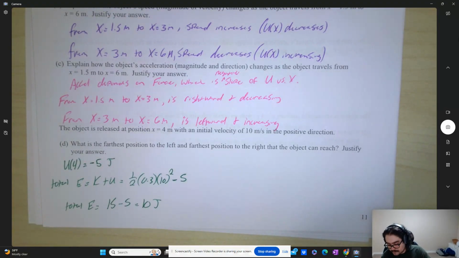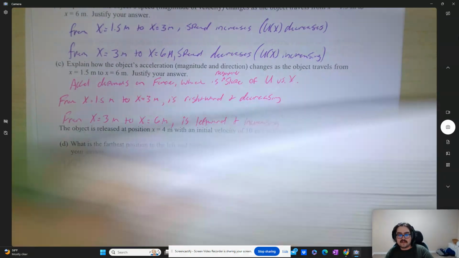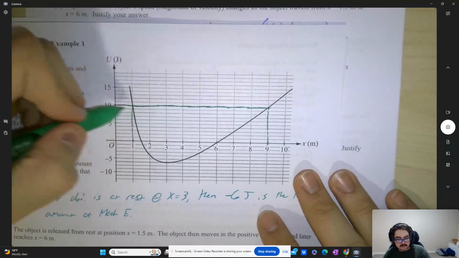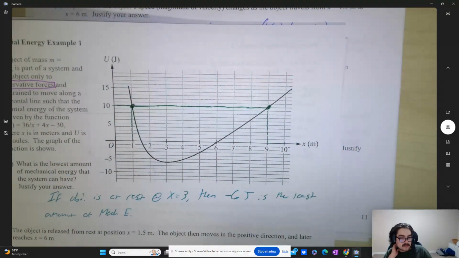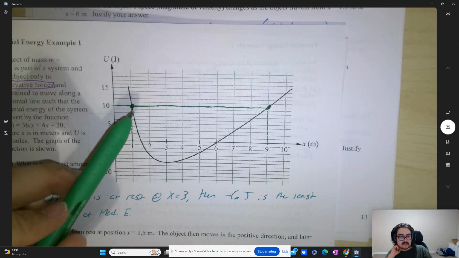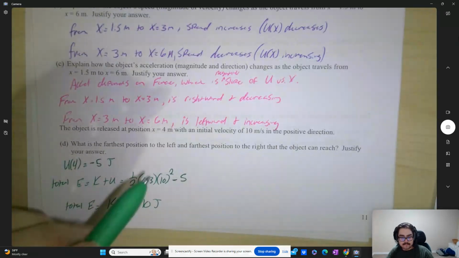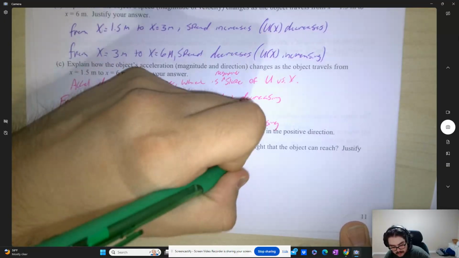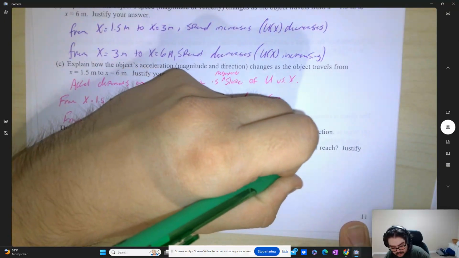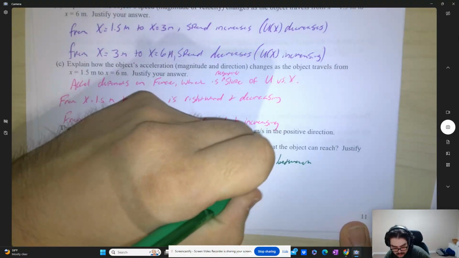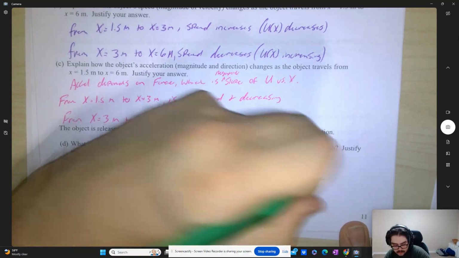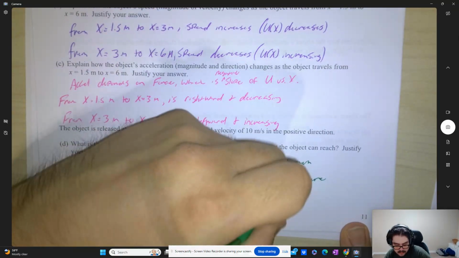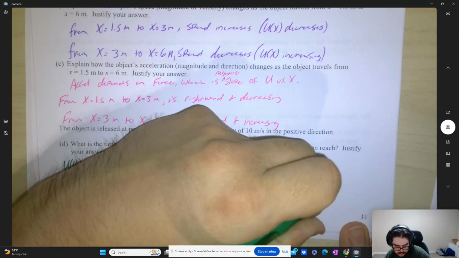energy. So if the total energy is 10 joules, then I need to figure out two places on the potential energy function where 10 joules is where it is. I'm getting right here, and I'm getting right here. You can see I already have it marked. So it must oscillate between 1 and 9. So the object can go between x equals 1 and x equals 9, where all energy is potential.